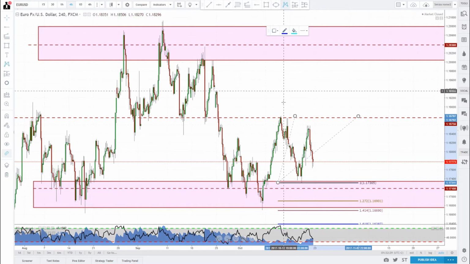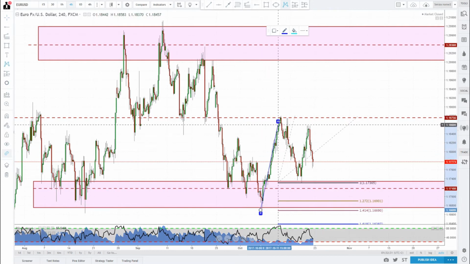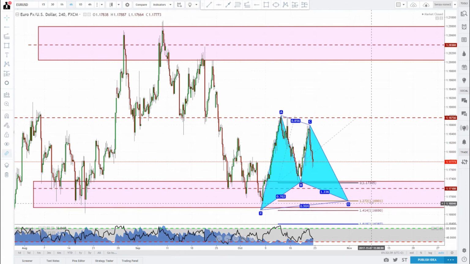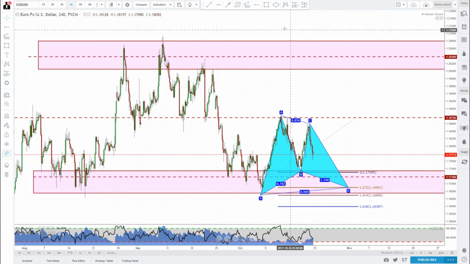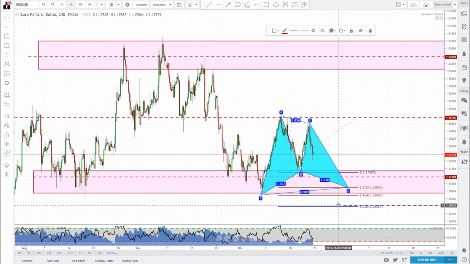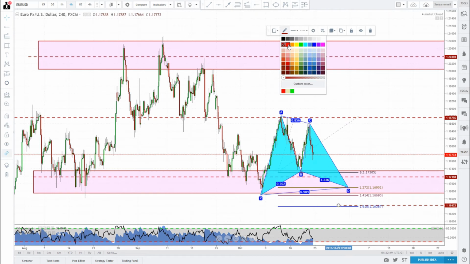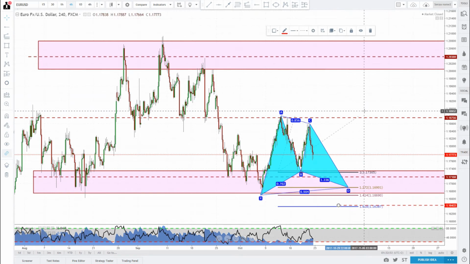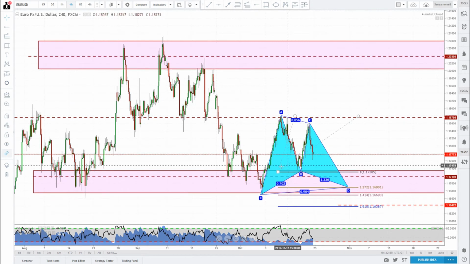So this pattern will be something like this. I usually place limit orders right here and I set my stop loss below the X point. You can use ATR, a fixed amount of pips, or the 1.13 extension of the X to A leg. If you want to find out what stop I am using, you have to follow me on Birdview, because there I publish every precise level that I use.